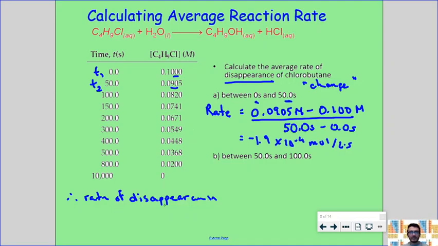That's a disappearance. I'm going to emphasize that by writing a positive 1.9 times 10 to the negative 4 moles per liter per second, right? Because it already implies a loss in concentration by saying disappearance, you don't need to put that negative, so be careful with that.